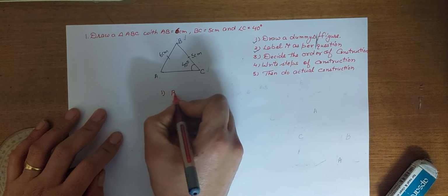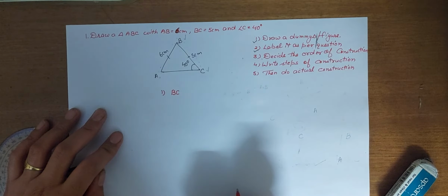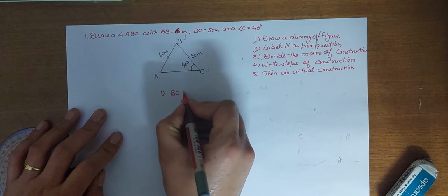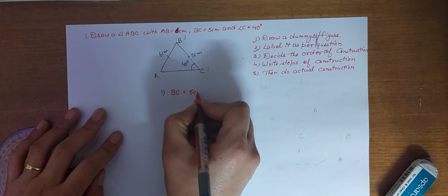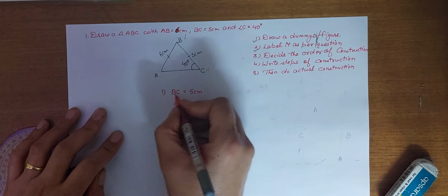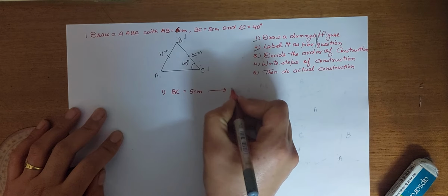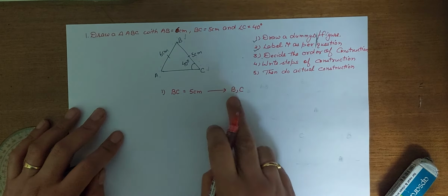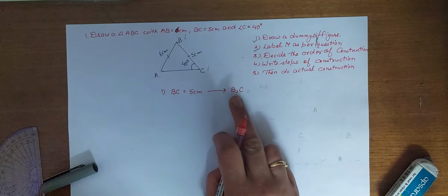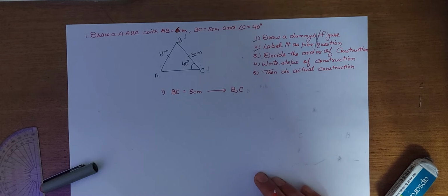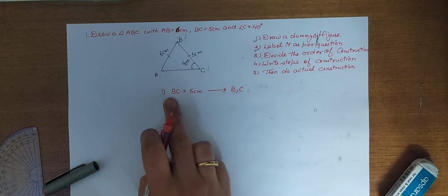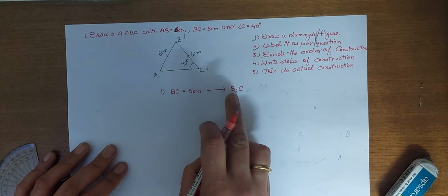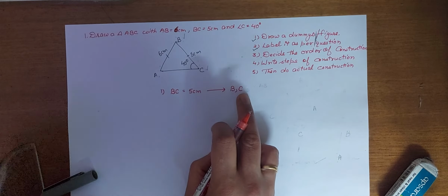You're not supposed to write long sentences. So BC equals 5 centimeter, and the moment you draw BC equals 5 centimeter, the two vertices will be there on the paper. So it's a good way of writing it, because it gives us insight in many constructions. While doing quadrilaterals, you'll get to know this. So right now BC equals 5 centimeter, and B and C have come to the scene.